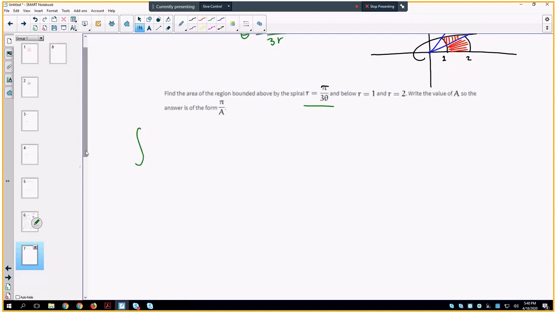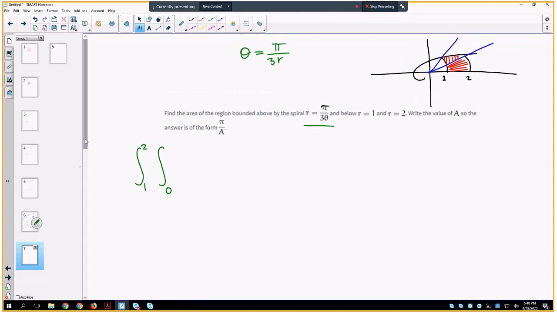So my integral, now my outside is going to be the r integration, and I know I'm integrating between 1 and 2 in terms of r. But my inside integration is going to be theta, and I'm taking theta from the angle 0 to the function pi over 3r. And then I'm integrating r d theta dr. So I still get the r from my Jacobian, but I just switched the order of integration and switched the bounds accordingly.